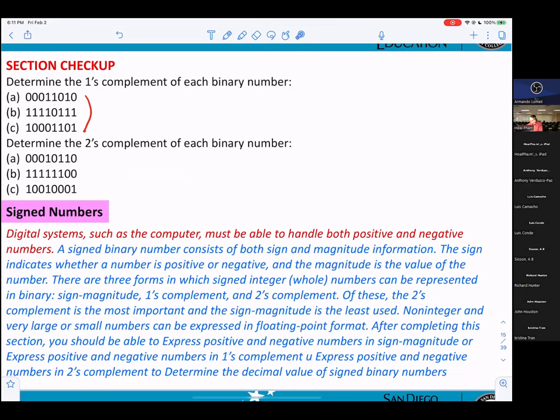Non-integer and very large or small numbers can be expressed in floating point format. After completing this section, you should be able to express positive and negative numbers in sign magnitude, express positive and negative numbers in first complement, and express positive and negative numbers in second complement.